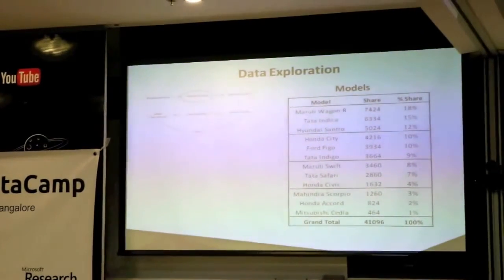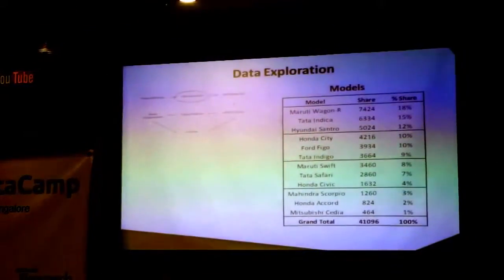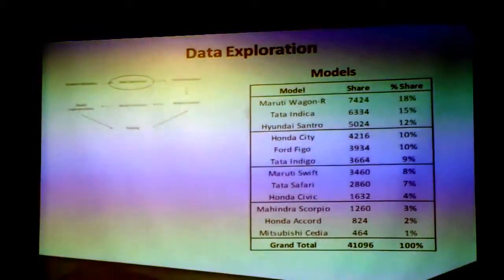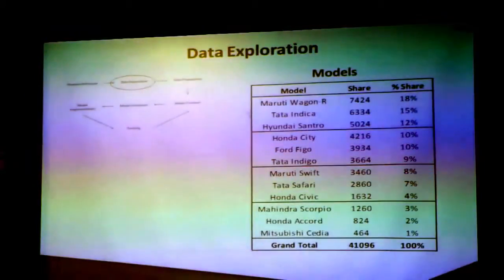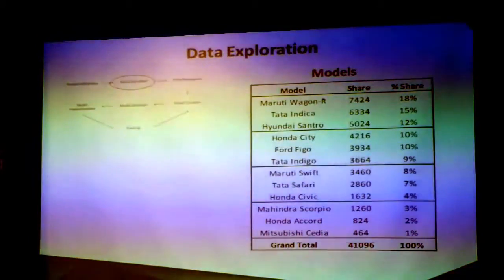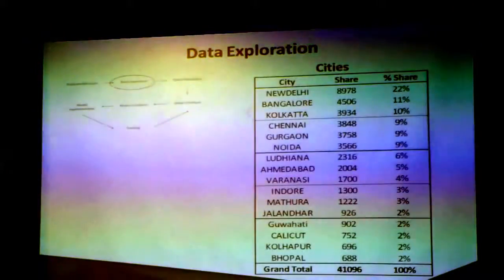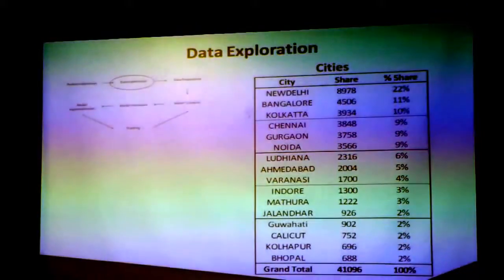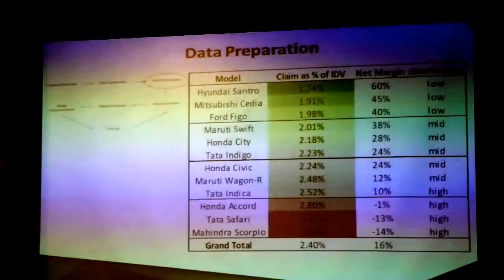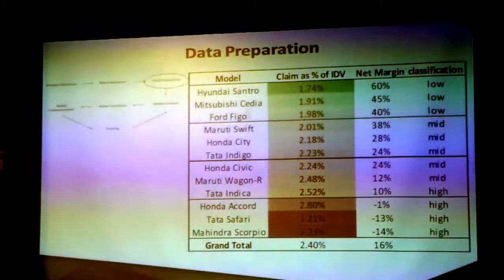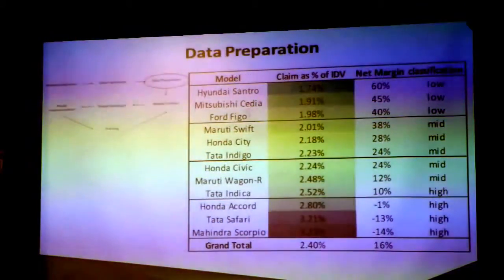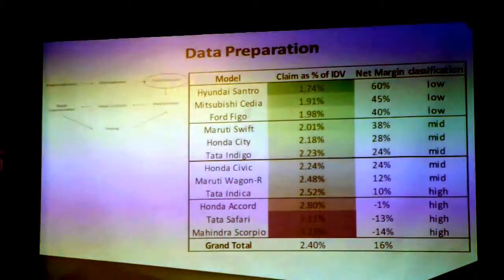Okay. So we've done a little more exploration. We're trying to figure out the frequency of each of these models. So Maruti Wagon-R is 18% of all the policies, the most common. Mitsubishi Cedia is the lowest one. We do the same with the cities just to get a sense of where the data is coming from, what values it has. The next step is that we rank order all the models in terms of the claim as a percentage of IDV.